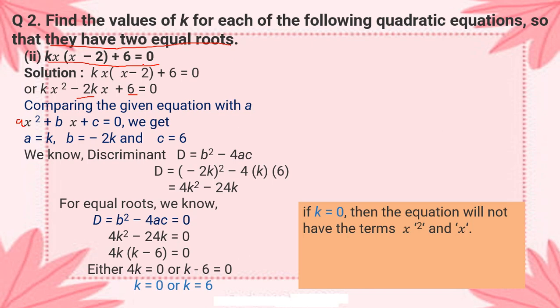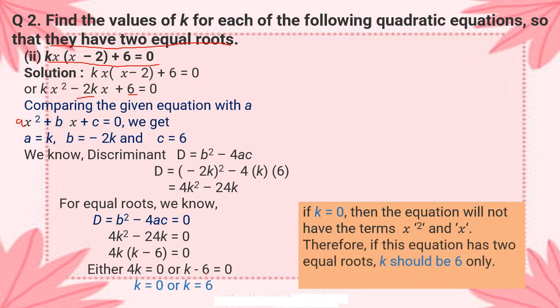That means k will not be equal to 0 under any condition for the given equation, as this is a quadratic equation. So the required value of k is 6. Then the equation is a quadratic equation, and it has two equal roots.